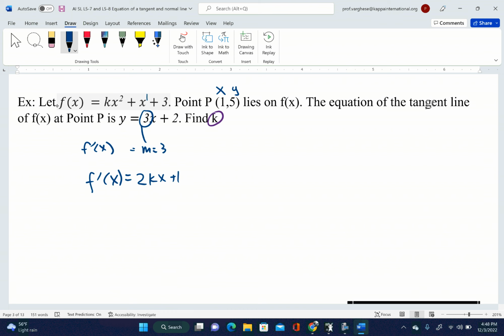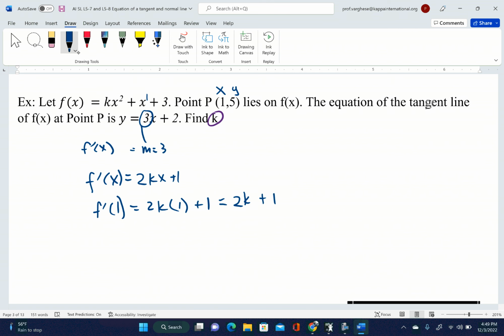So now I have this function right here. I do want to find it at the point where x is equal to 1. So all I'm going to do is now plug in f prime of the number 1 is equal to 2k times 1 plus 1. So let's simplify that. 2 times 1 is equal to 2k plus 1, right? So we already know that f prime of x is equal to 3.